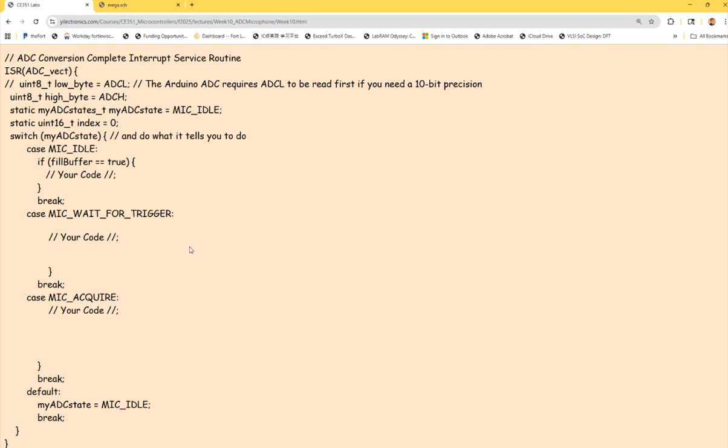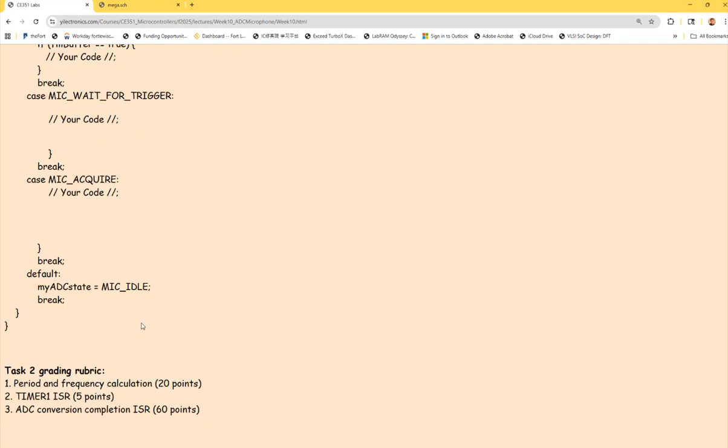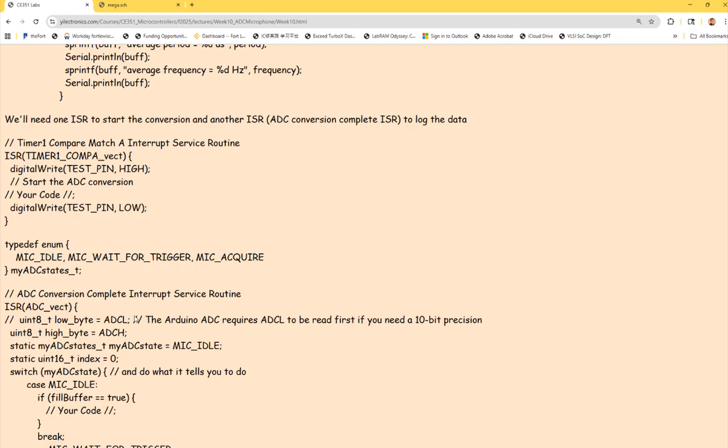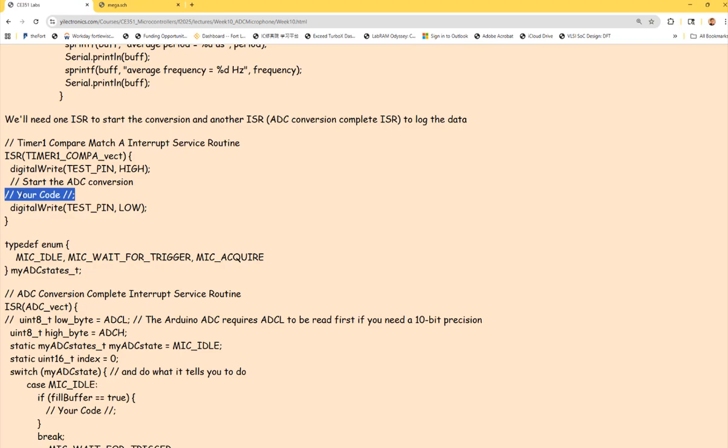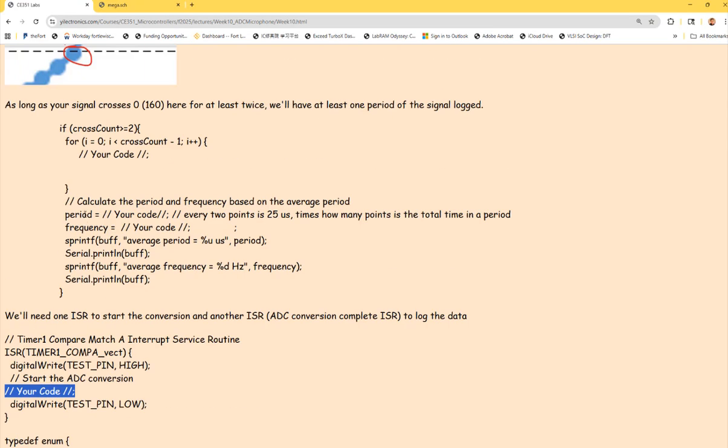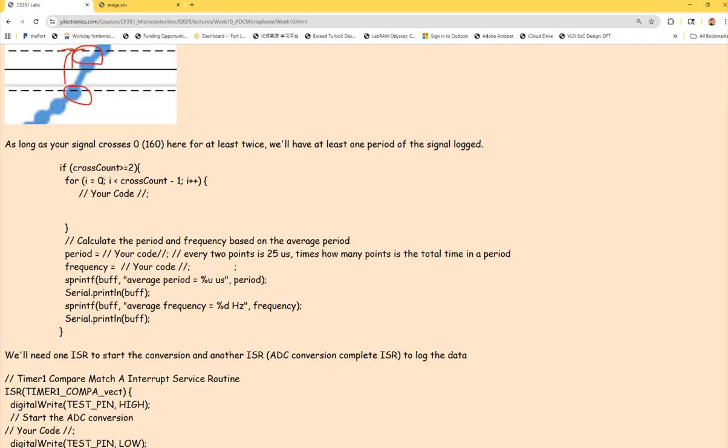All right. So the task for this one is basically filling up all these blank areas. It's just one SR, a lot easier than the IR one. This one is just the ADC conversion to start it, just one line. It's already given in task one, so really nothing to be changed. And here a little bit of coding to log your index into an array. That's it.